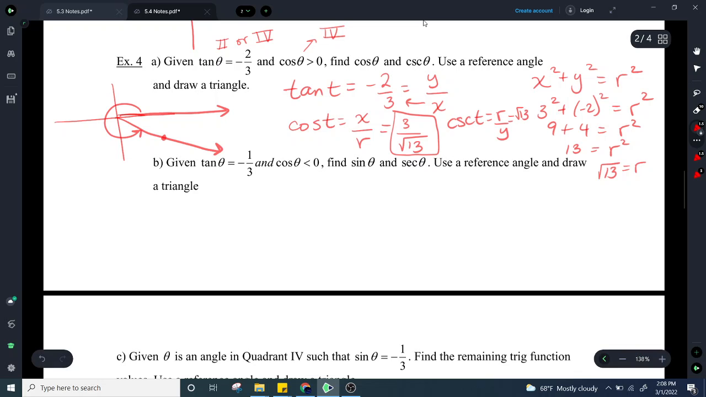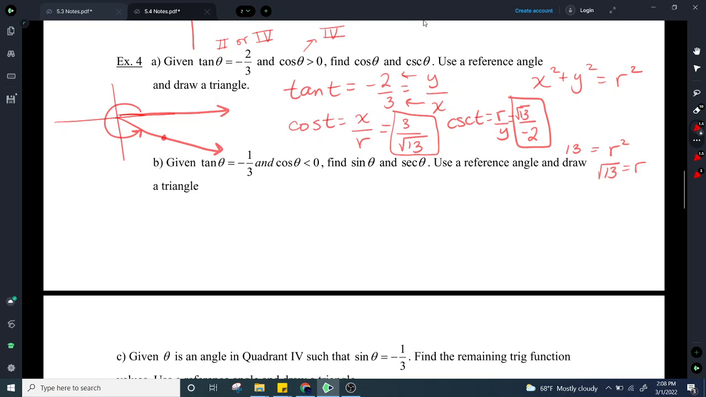Sorry, this is a little bit messy. Let me erase some of this. I have some room to write. R we just said was the square root of 13. And then the y value back here, remember, we said was negative 2. So cosecant is going to be the square root of 13 over negative 2 for that particular angle.